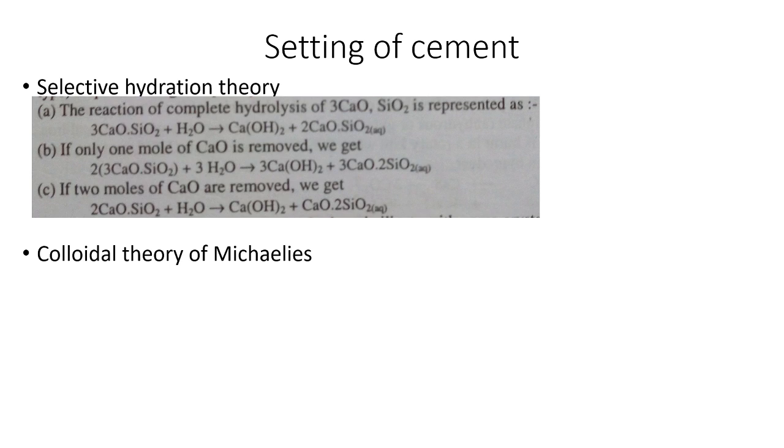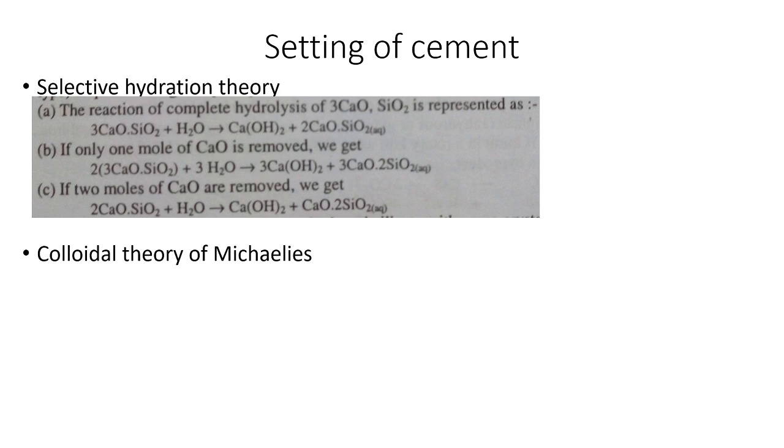The various components of cement contribute to heat like this. C3A, tricalcium aluminate, gives out a large amount of heat. Then next is C3S, then C4AF, and then C2S. C2S gives the least energy of hydration, and C3A gives the largest energy of hydration.